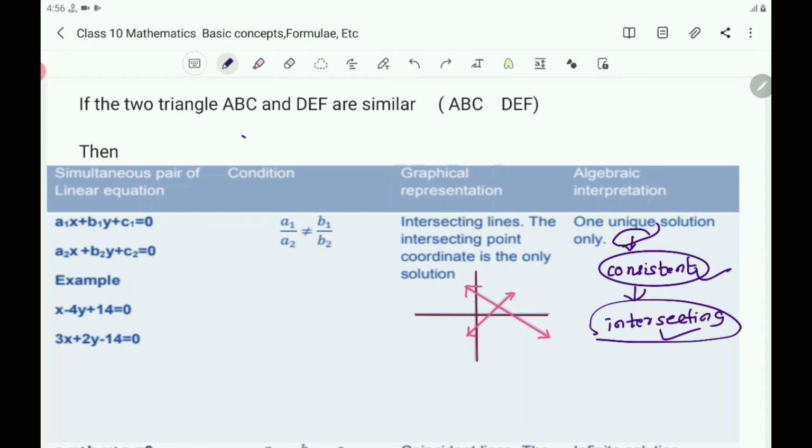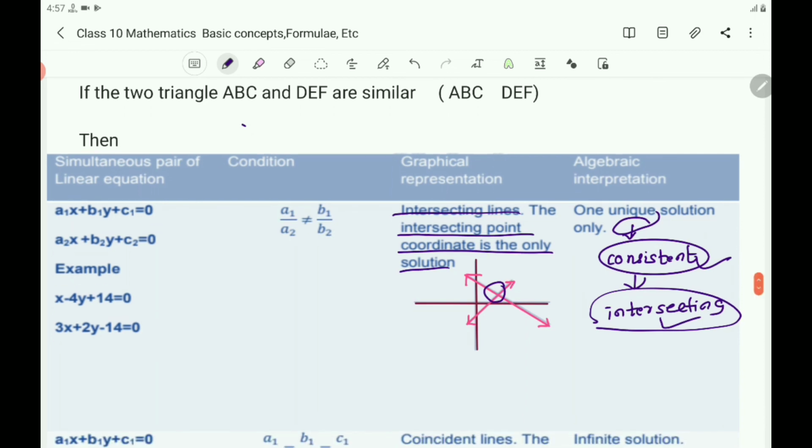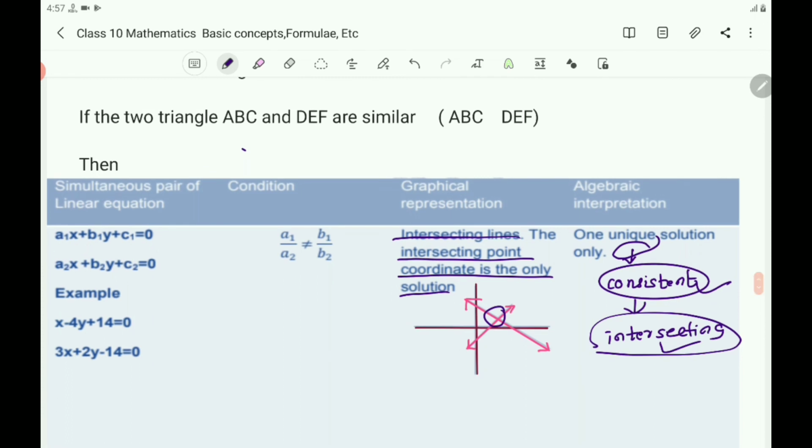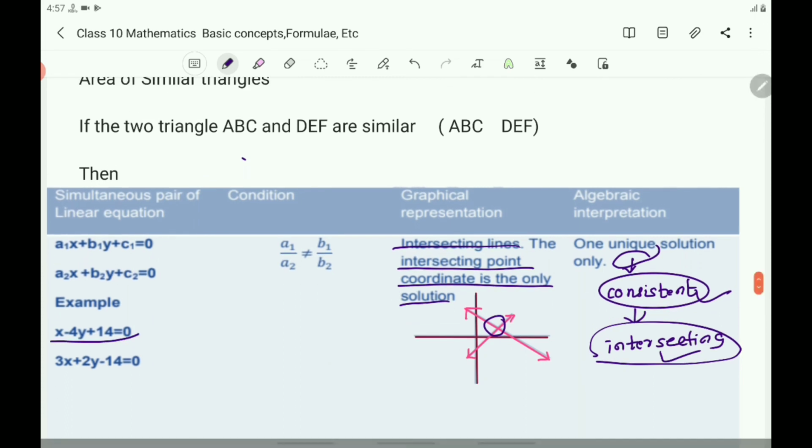They are consistent, means the lines are intersecting lines. They are having only one solution, unique solution. Intersecting lines, intersecting point coordinates is the only one solution. You will get one solution where they intersect at the point. X coordinates and y coordinates of the intersecting point becomes the solution of that pair of linear equations in two variables. Here one example is given.